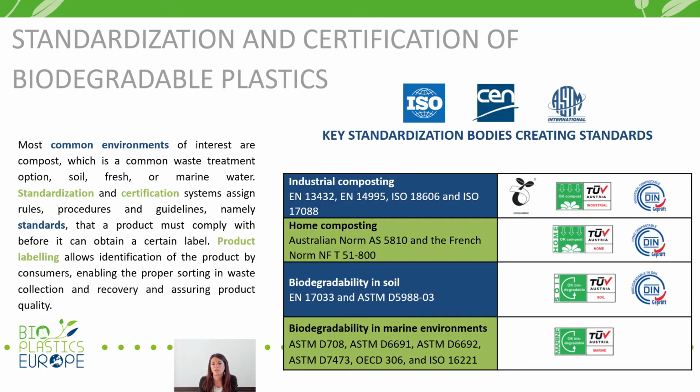As we saw until now, techniques to evaluate biodegradation in natural environments are several and diverse. Hence, it is necessary to provide a specific feature to ensure their consistency. Standardization and certification systems assign rules, procedures, and guidelines, namely standards, that a product must comply with before it can obtain a certain label. This system allows to improve the suitability of a product for its intended purpose.